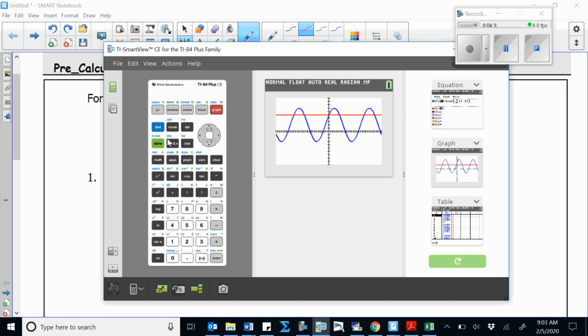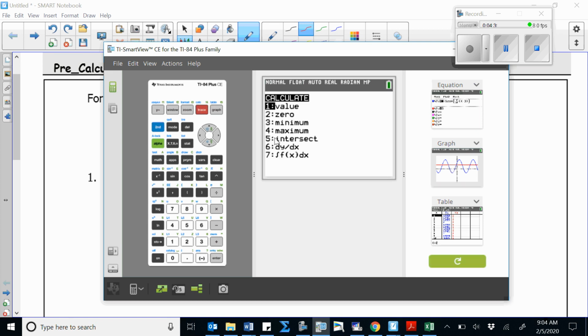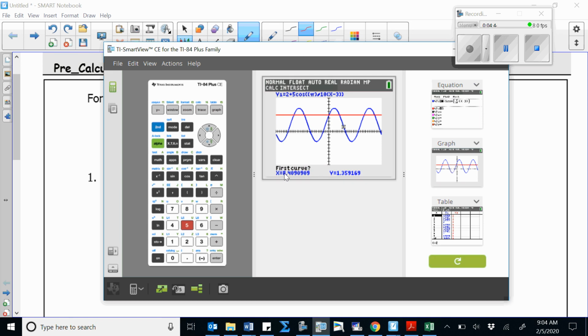So how do I find that? I go to second, trace, and number 5, intersect. It's asking for the first curve. This is the first curve, enter. And then it's asking for the second curve. This is the second curve. Again, I put enter. And then it's asking, what is your guess?